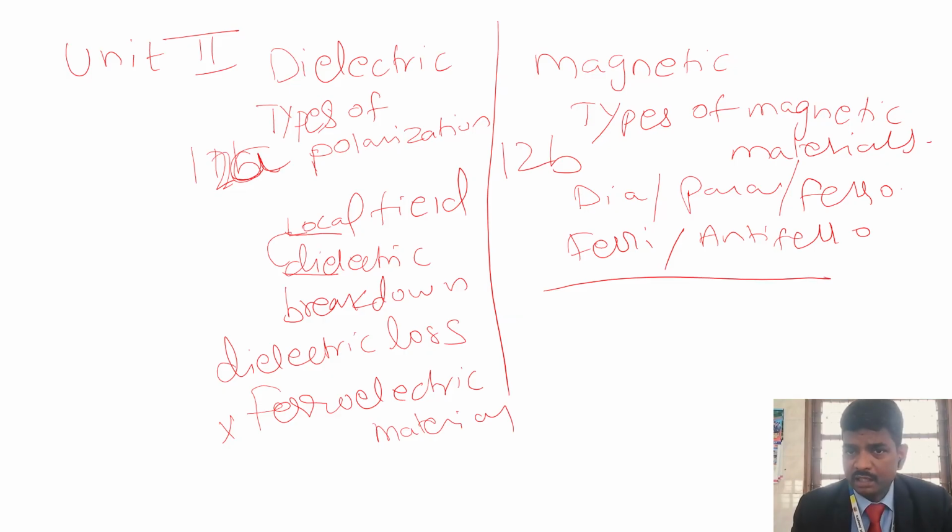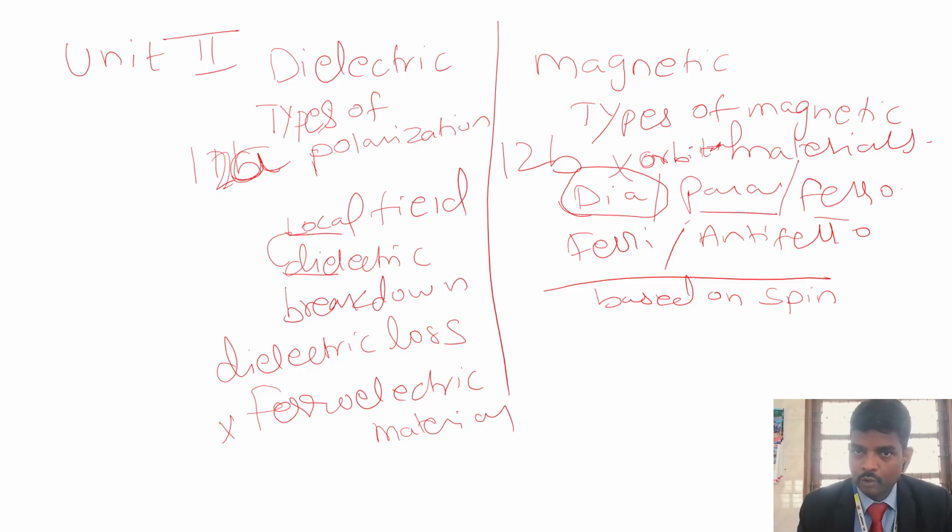Suppose in types of magnetic materials, if it is asked based on spin, then dia won't come. Diamagnetic is due to orbital motion. So you have to discuss only para, ferro, antiferro, and ferrimagnetic materials, if it is asked types of magnetic materials based on spin. Sometimes the types of magnetic materials can also be discussed based on soft and hard magnetic material, right?